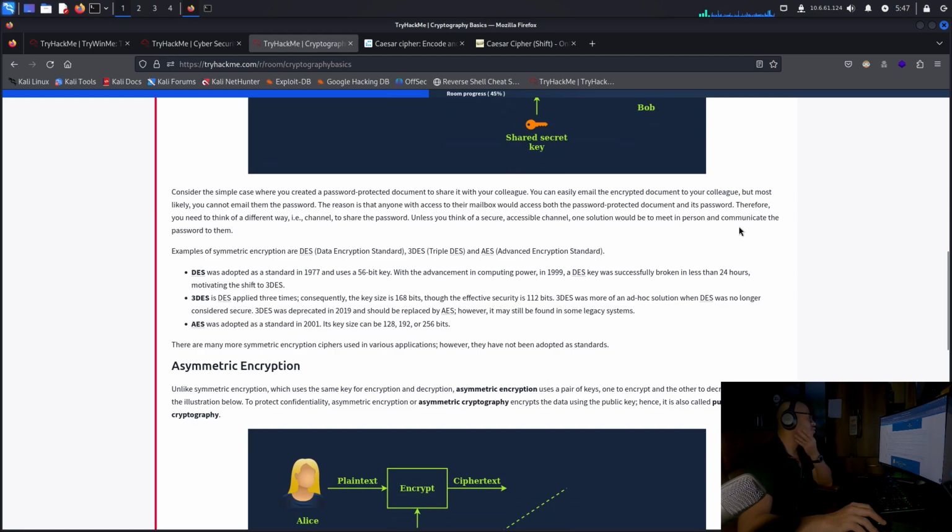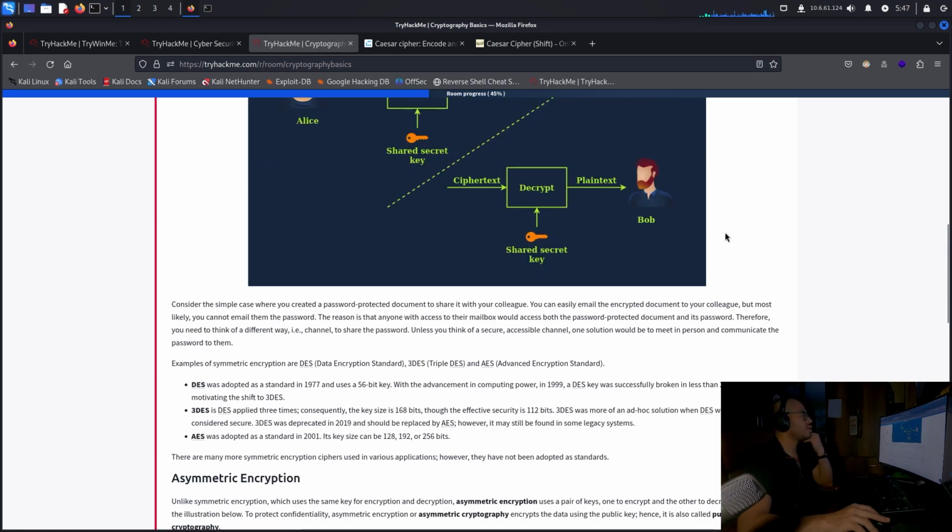Consider the simple case where you created a password-protected document to share with your colleague. You can easily email the encrypted document to your colleague, but most likely you cannot email them the password. The reason is that anyone with access to the mailbox would access both the password-protected document and its password. Therefore, you need to think of a different channel to share the password. Unless you think of a secure, accessible channel, one solution would be to meet in person and communicate the password to them.